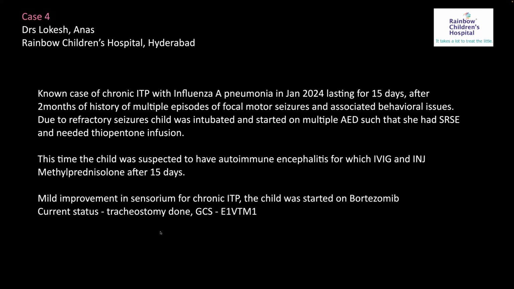So, this is a 14.5-year-old female child, a known case of chronic ITP. She had fever for 2 weeks, influenza pneumonia, which settled down. One week after the pneumonia, she had abdominal pain with bilious vomiting for 5 days. On the 6th day of this illness, she had right focal seizures in the form of clonic movements, and then some generalized seizures as well, for which she was admitted.